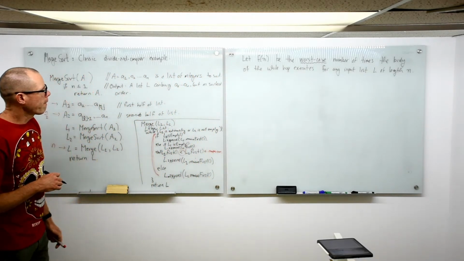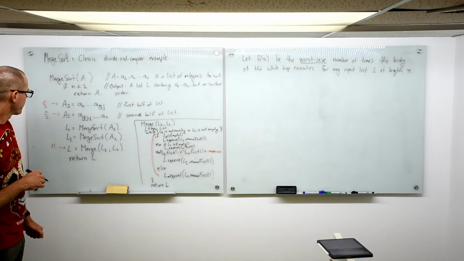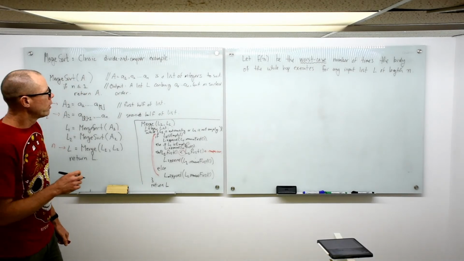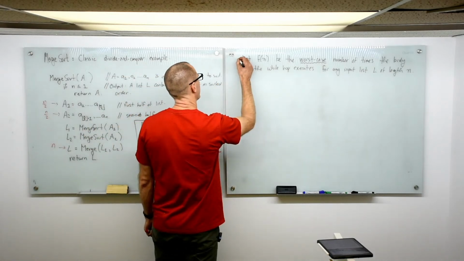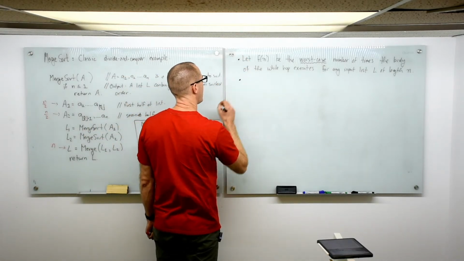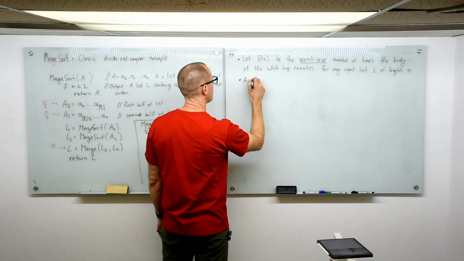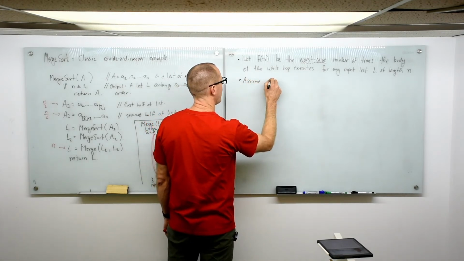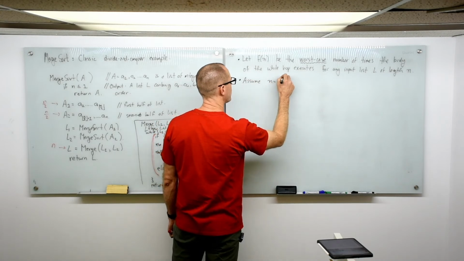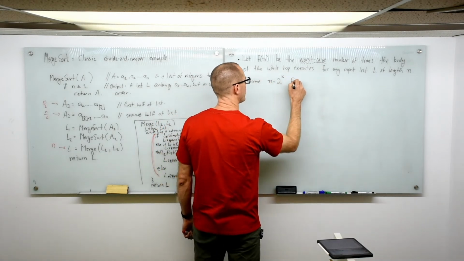All right. So that's good. And let's, for now, make our lives a little bit easier. And we will assume that n is equal to 2 to the k for some integer k.